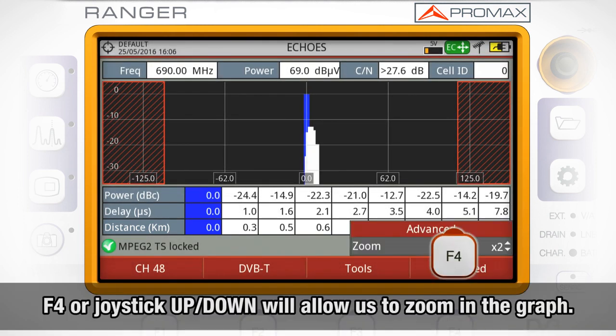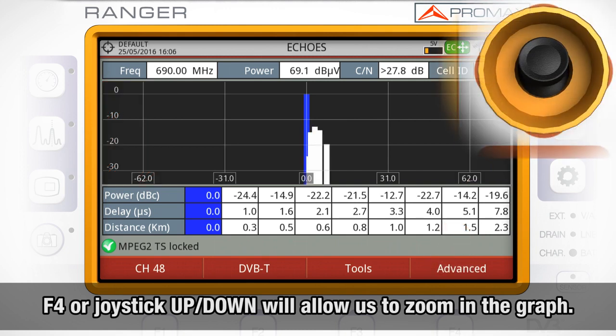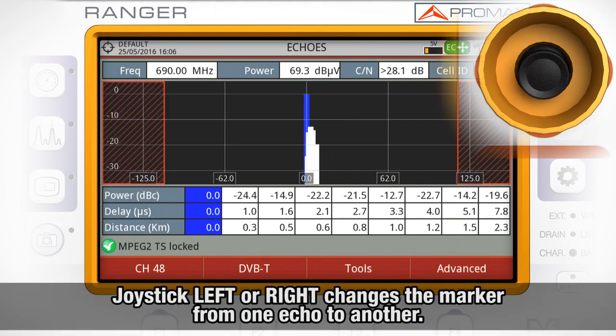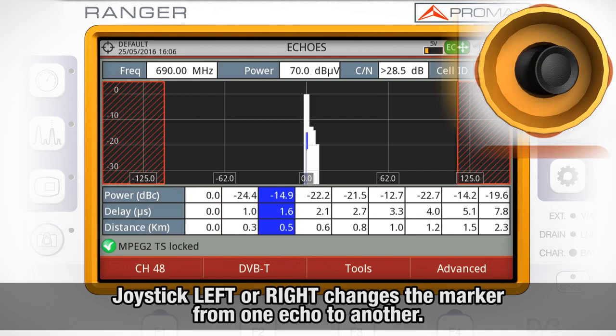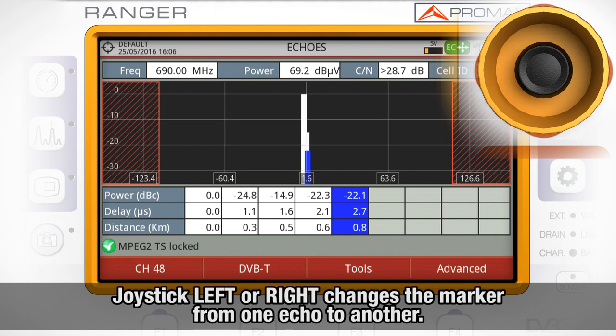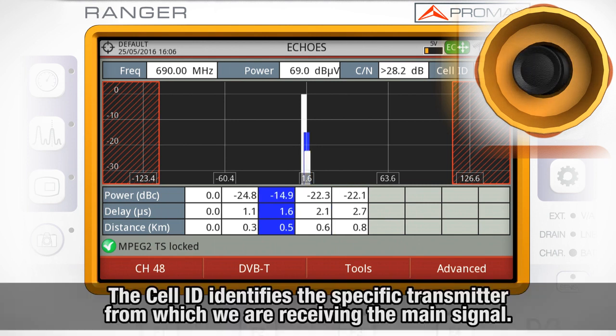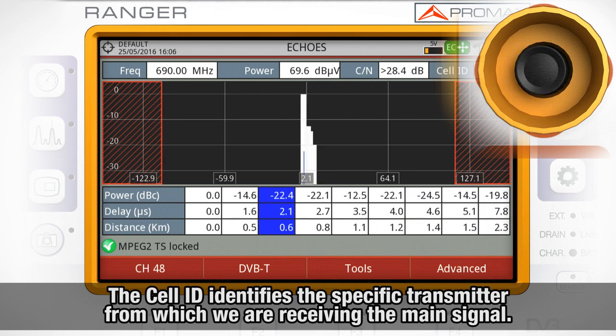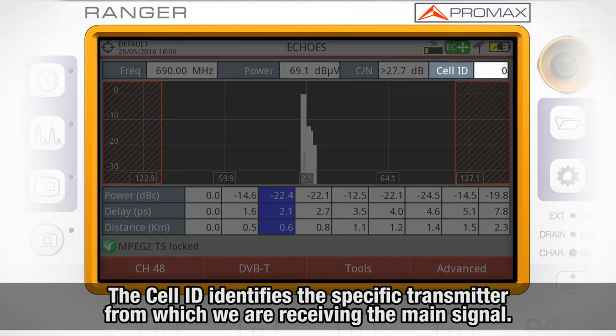F4 will allow us to zoom in the graph. The same thing can be done by pressing the joystick up and down. Pressing the joystick left or right will change the marker from one echo to the next to the left or right respectively. On the top right corner of the screen, we can see the cell ID, which identifies the specific transmitter from which we are receiving the main signal.